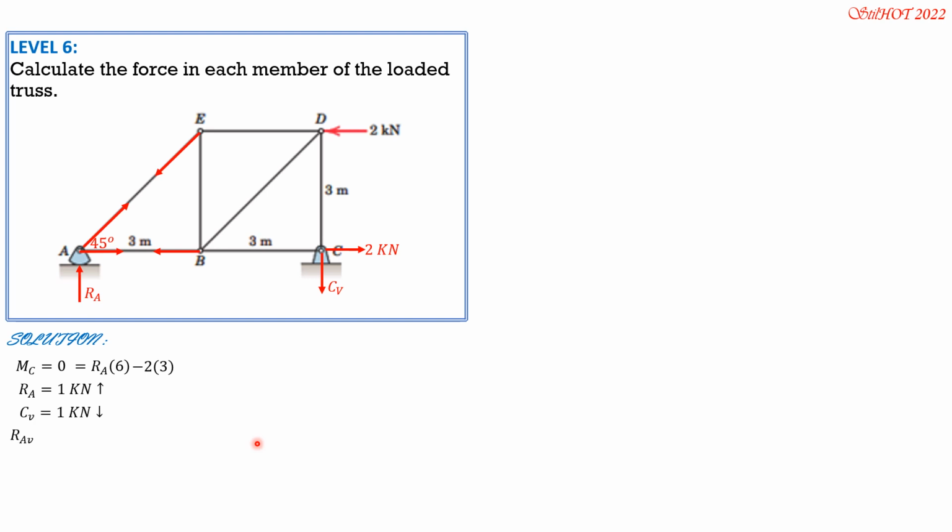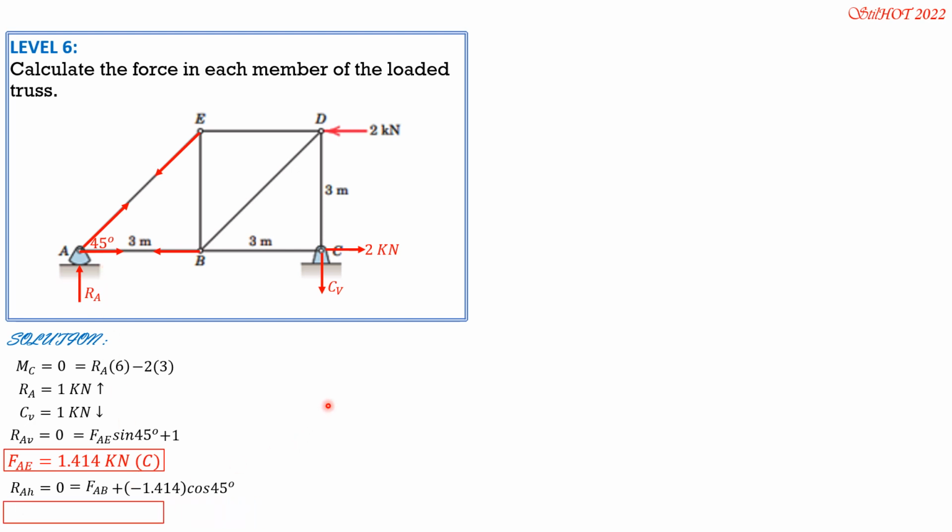Then at A, RA vertical equals 0 equals FAE sine 45, then plus RA, which is 1. So FAE is negative and it is compression. Negative 1 over sine 45 is negative 1.414 kilonewtons, or positive 1.414 kilonewtons compression. Then RA horizontal equals 0. So we have FAB plus FAE, which is negative 1.414 cosine of 45, the horizontal component. Then FAB is positive 1 kilonewton, so tension. Then we proceed to joint E.